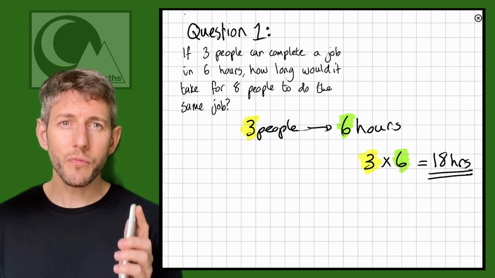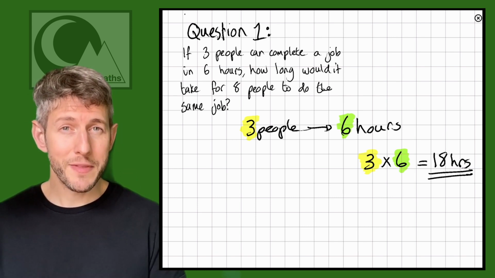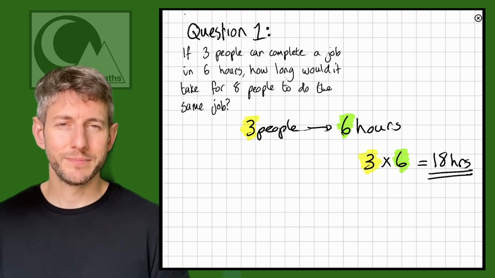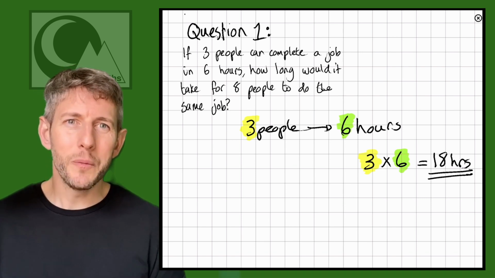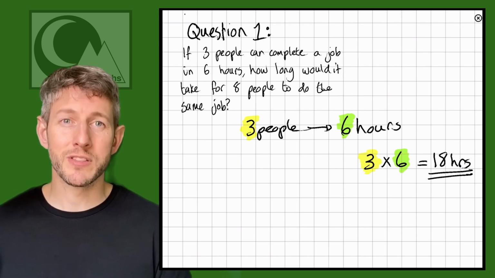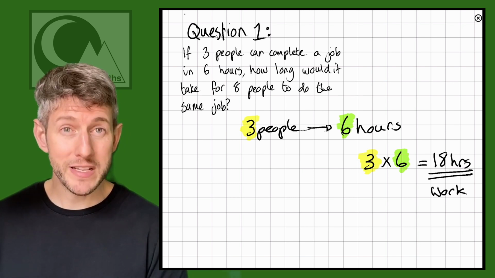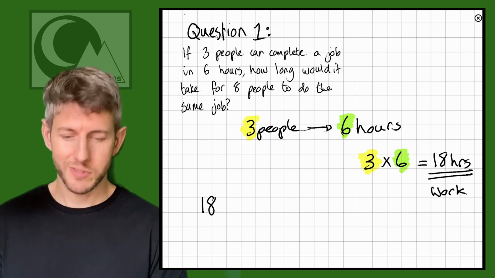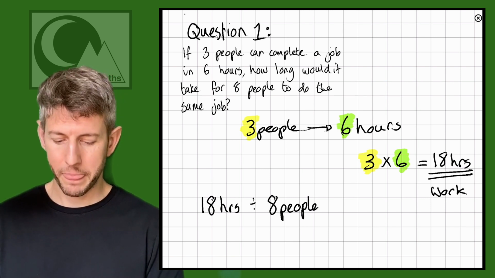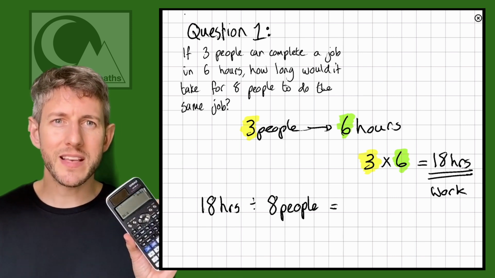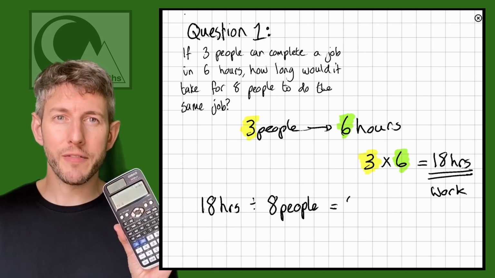Now, in our new scenario, there's 8 people. Okay, so we've got 18 hours of work, but now we've got 8 people to share it across. So I'm going to do my 3 times 6, which was 18, divided by the new number of people, which is 8. And here we go. So it says here it's 2.25 hours.